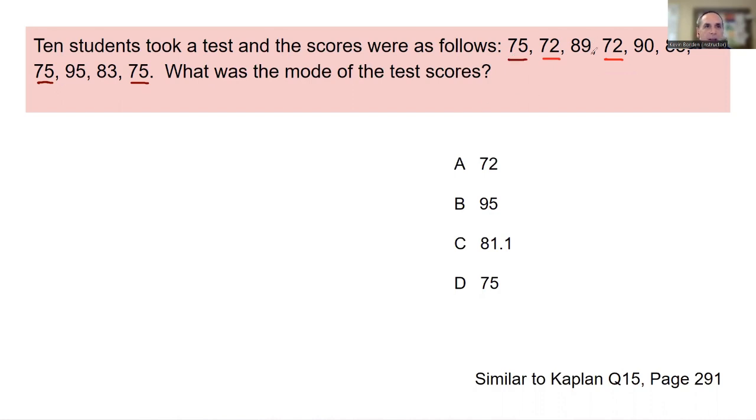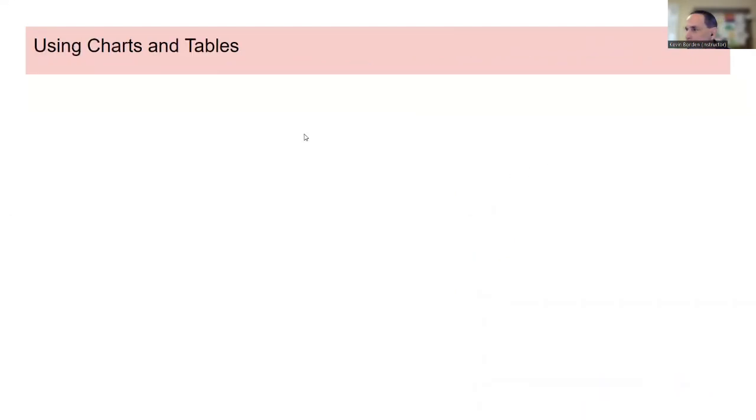Do I see any more 89s? I do not. Any 90s? No. 85s? No. It looks like that's it. It looks like I have 3 75s and 2 72s. That makes 75 my mode. That's probably the easiest kind of question that you might encounter on a GED test. Just make sure you take enough time to not make a simple mistake.